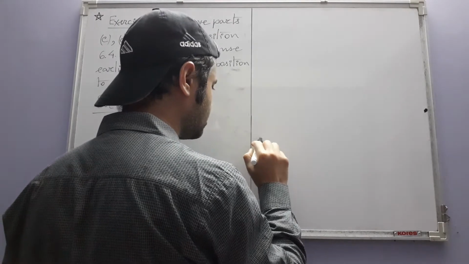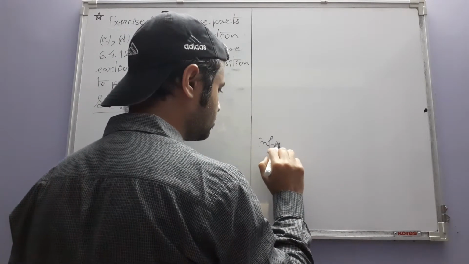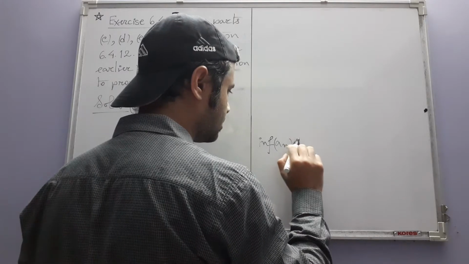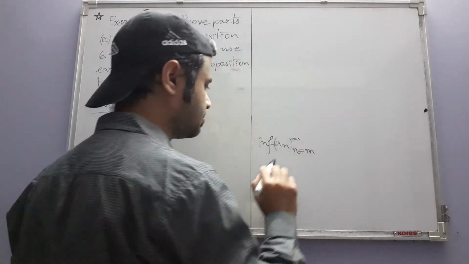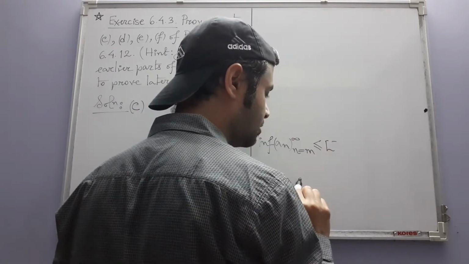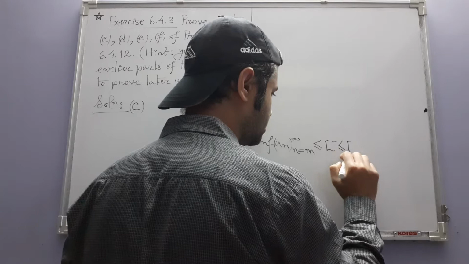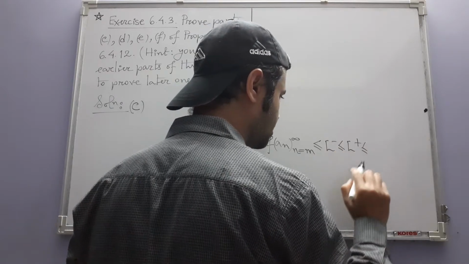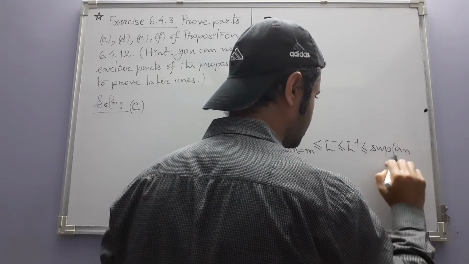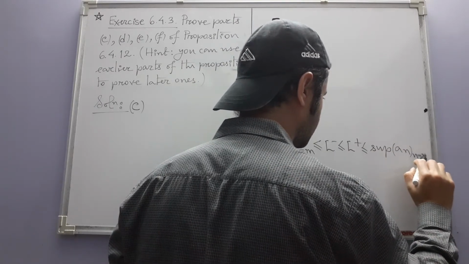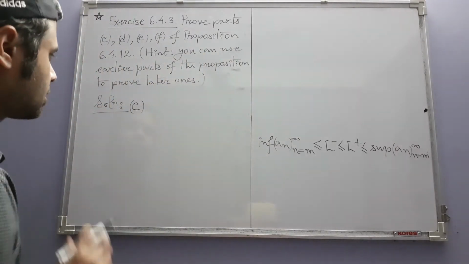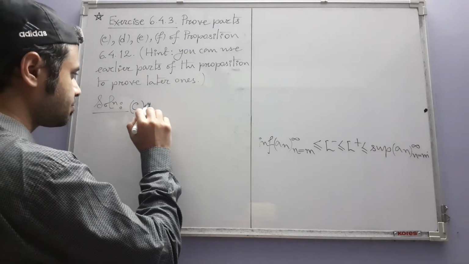It says that the infimum of the given sequence, we are given a sequence of real numbers, is less than or equal to its limit inferior, which is less than or equal to its limit superior, which in turn is less than or equal to the supremum of the sequence. Okay, so we start things like this.